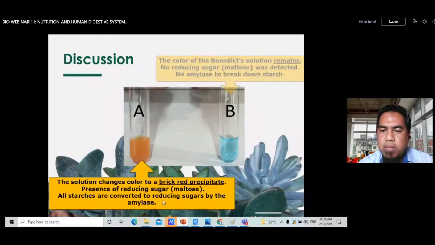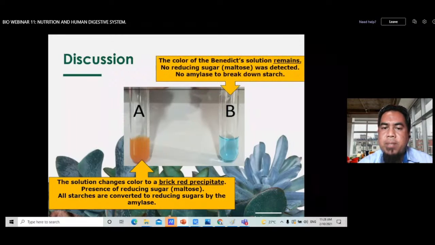For solution B, when you test it using Benedict solution, the color of the Benedict solution remains the same, bluish, because it does not detect reducing sugar. Because in solution B, there is no amylase to break down starch. So that's why the color remains the same.